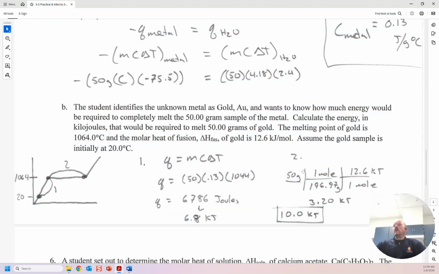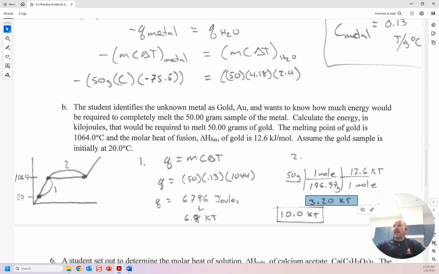All right. So in part 2, that's when we're using our molar heat of fusion, okay? And so we'll take our 50 grams, divide it by this. Remember, this is just the molar mass, so you'd have to look it up on your periodic table. Grams will cancel out, and that'll give us moles of gold, and then moles times 12.6 kilojoules. That'll give us our energy. And that comes out to be around 3.2 kilojoules of energy. Okay. So to go from here to here on a heating curve, it's going to be 3.2 kilojoules.